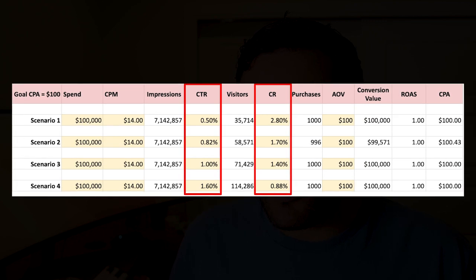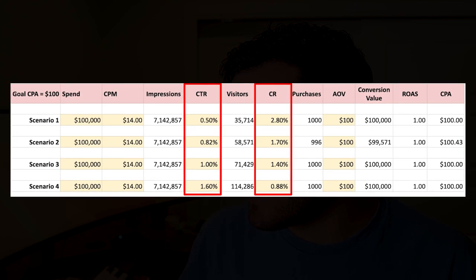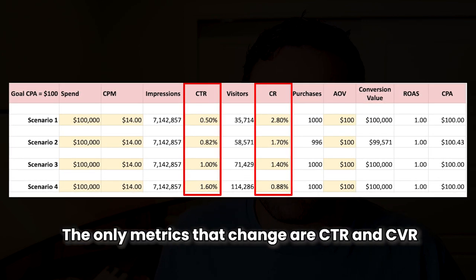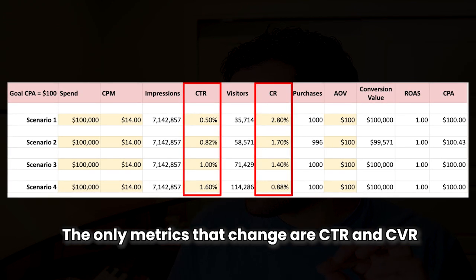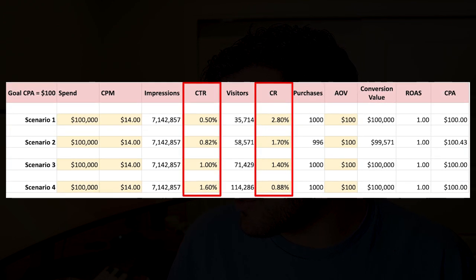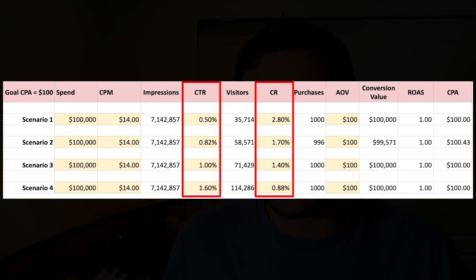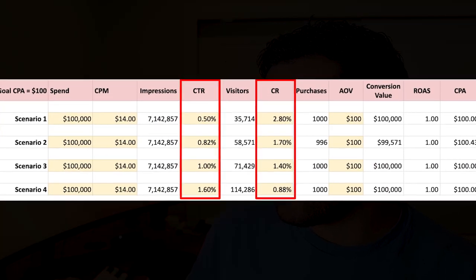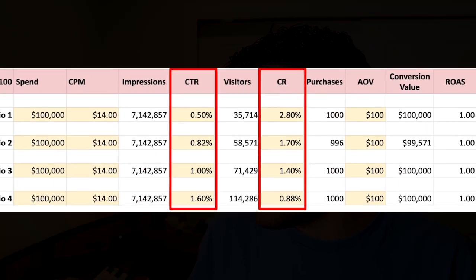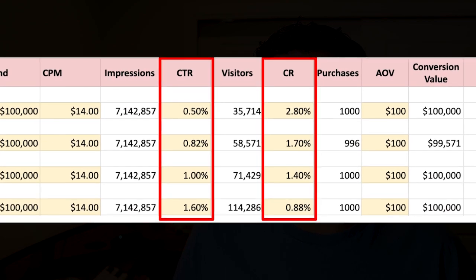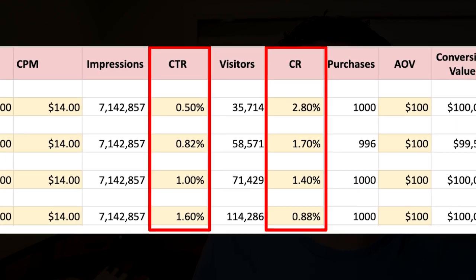To prove my point, check out this chart. Across each scenario, our average order value stays consistent, as well as our CPMs and the amount of ad spend that we have. You can see that across each of these 4 scenarios, our goal CPA is $100 CPA, with a 1 return on ad spend. But notice how in scenario 1, we only had a 0.5% click-through rate and a conversion rate of 2.8%. That still amounts to the same 1 ROAS and $100 CPA.